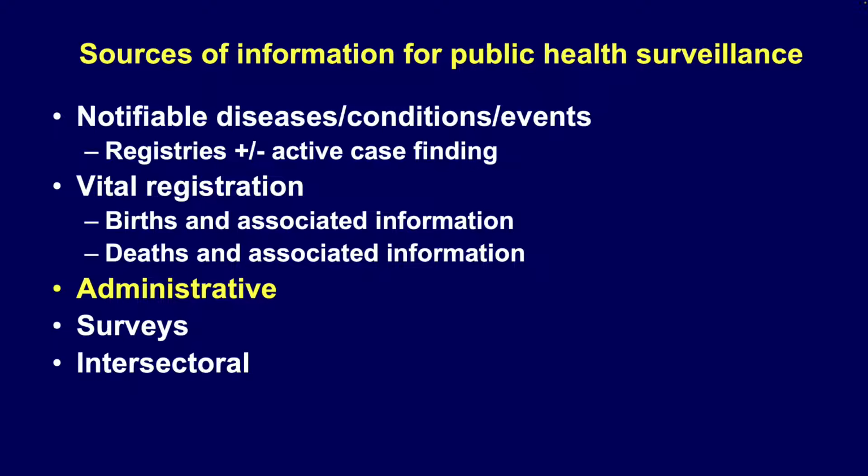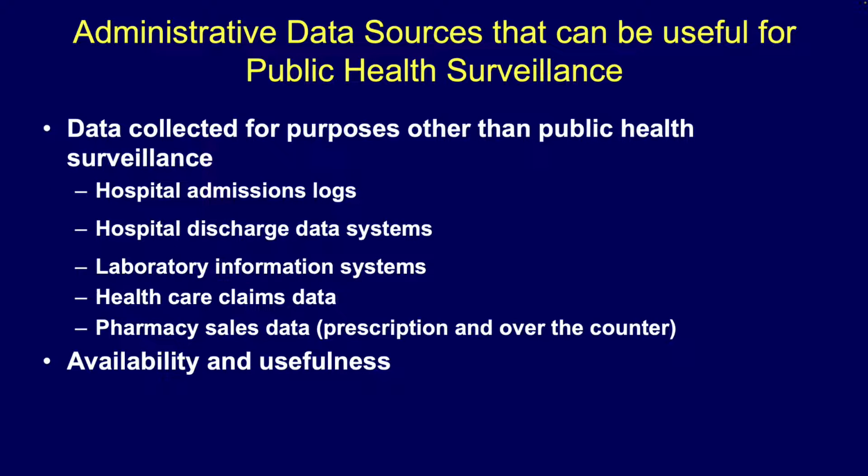We'll touch briefly on administrative data as a source of information for public health surveillance today. This is another topic which we'll be devoting a session to later on in the course. So administrative data collection includes data that are collected for purposes other than public health surveillance. They don't exist for the purpose of monitoring health status or health outcomes. These data are collected for administrative purposes, administrating some kind of program or process.